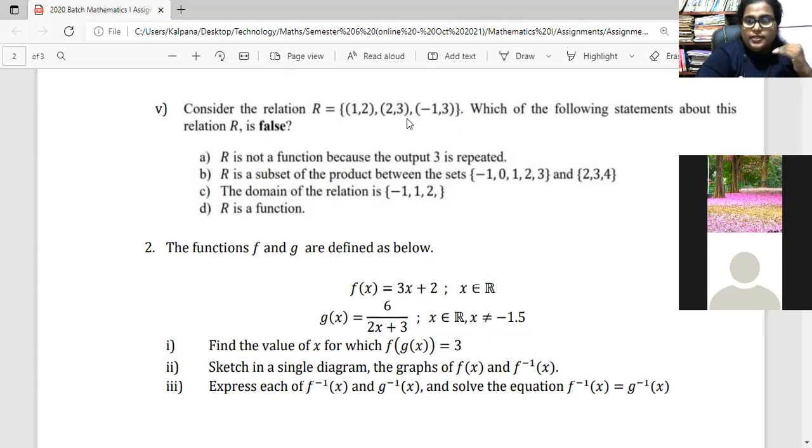Here this is the relation R: (1, 2), (2, 3), (-1, 3). The first statement is that R is not a function because the output 3 is repeated. Right? Before finding the solutions for this one, we will draw the mapping diagram of this relation. Let me share the screen.